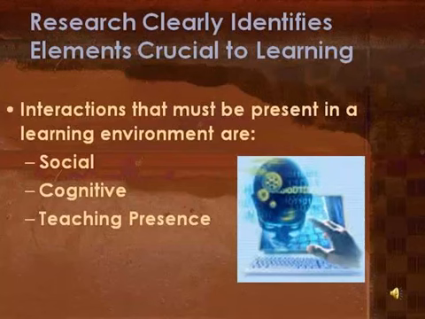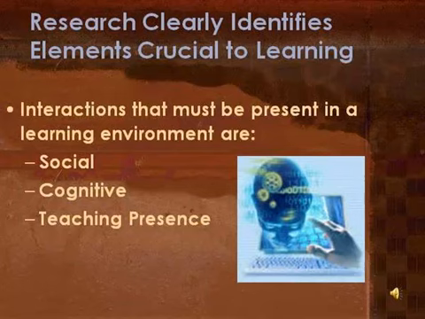Research clearly identifies elements crucial to learning. We'll be talking about the research that provides this insight, then strategies, and then practical advice for implementing them. The three elements that students identified as crucial to their learning and satisfaction are social, cognitive, and teaching presence interactions. Social is the ability of participants to coalesce for a common purpose. Cognitive is the opportunity to construct meaning or confirm understanding. Teaching presence is the guidance provided to create a purposeful community of inquiry.